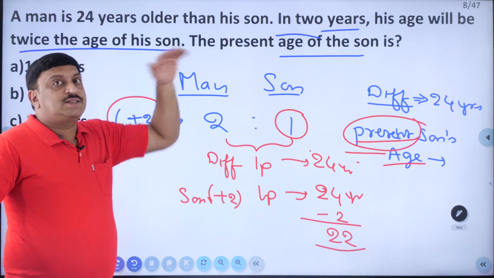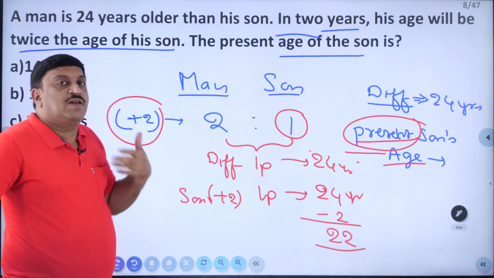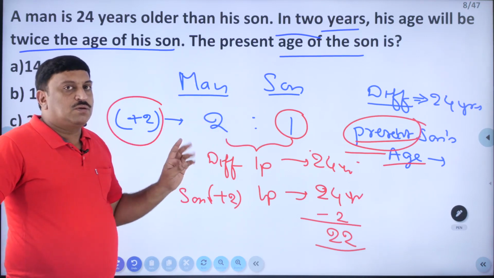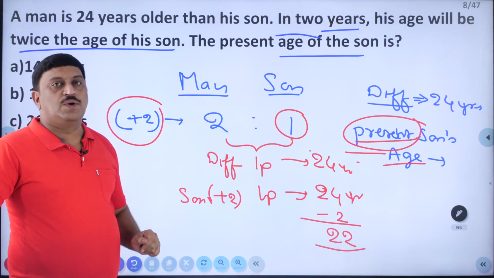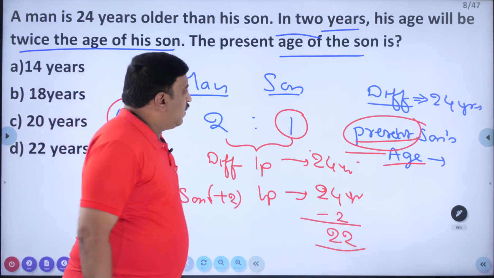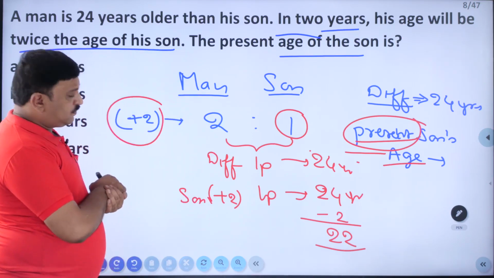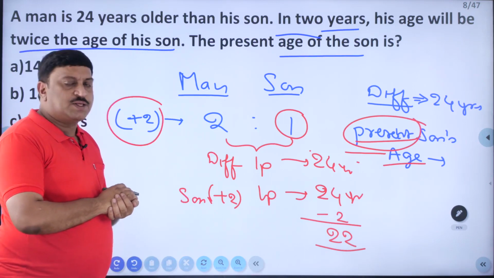If the data is difference, fine. If the data also in the same way, they will give different other data, not relating to this ratio, then it's a quite interesting one, is it not? That one also we will do. Okay. So, I think you understood this one. But what about the father's age? Let us discuss in this one only.